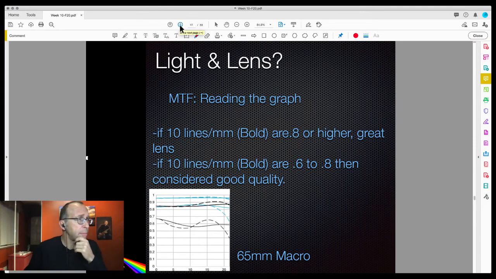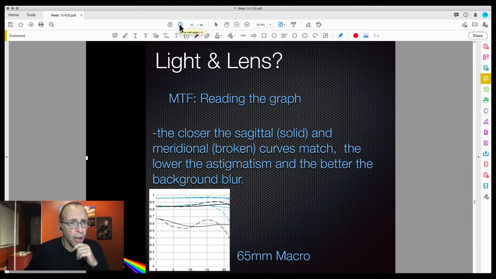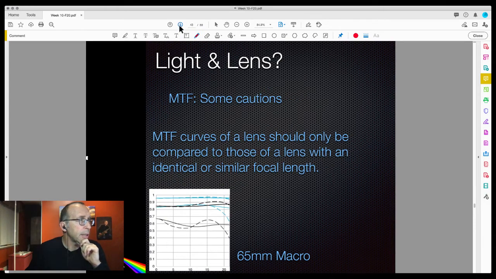And this gives us some ideas of some numbers. So 0.8 is amazing, but 0.6 to 0.8 is still considered a good lens. So don't get too stressed if you look at your lens and you're shocked by what the MTF graphs look like. The closer the sagittal and meridional lines, or the solid and broken lines, are, the better that lens is doing at solving the astigmatism problem. So that's more what I'm interested in. That's the kind of thing I want you to know for the final exam. It's not so much what solid and broken stand for, just know the significance of those two, the solid and the broken line, what it's telling us.